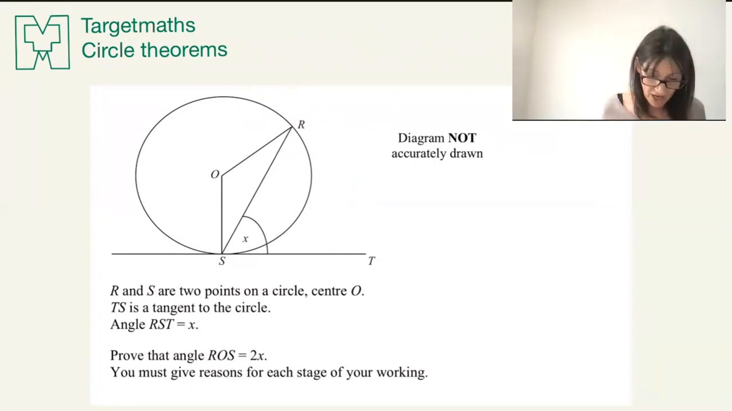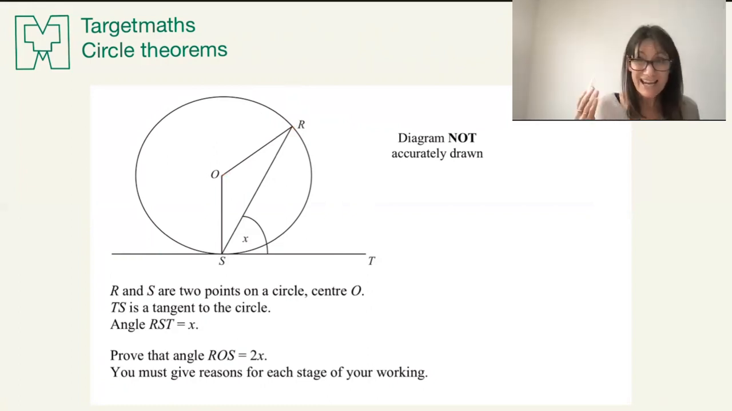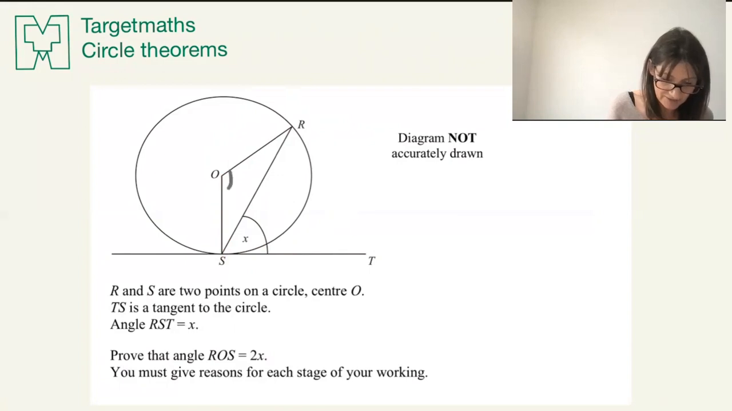Okay, so what am I looking at? Well, let's read the question first of all, make sure I know what I'm doing. R and S are 2 points on a circle, and I have a center point. My brain is already saying stuff to me. I'm like, okay, so those two are equal in length, they're a radius. TS is tangent to the circle. So again, my brain is already telling me, okay, I've got a radius and a tangent, so I've got 90 degrees there. Angle RST, R to S to T, is x. They've marked that on for me, so that's what I can see. And I've got to prove that angle ROS is equal to 2x. So that's the angle that I've got to try and give a solution to, okay?